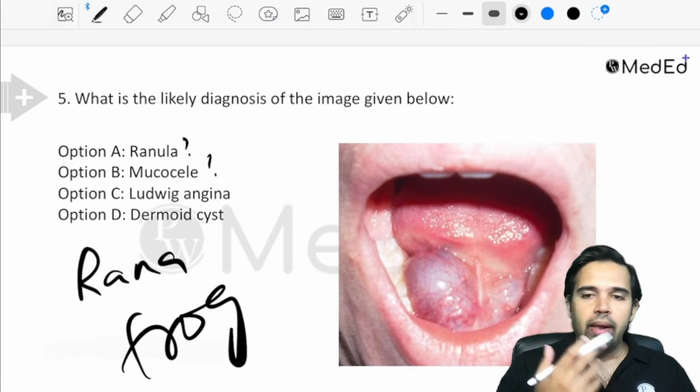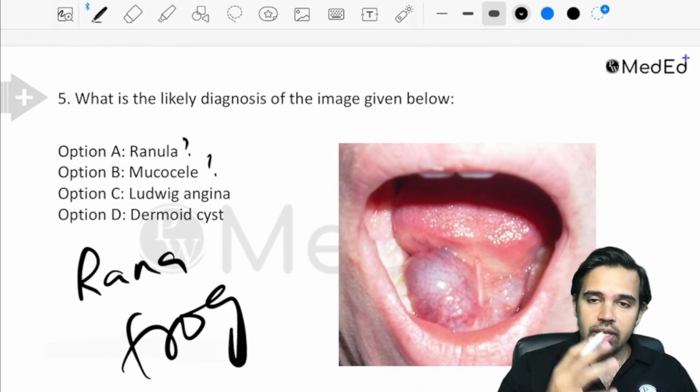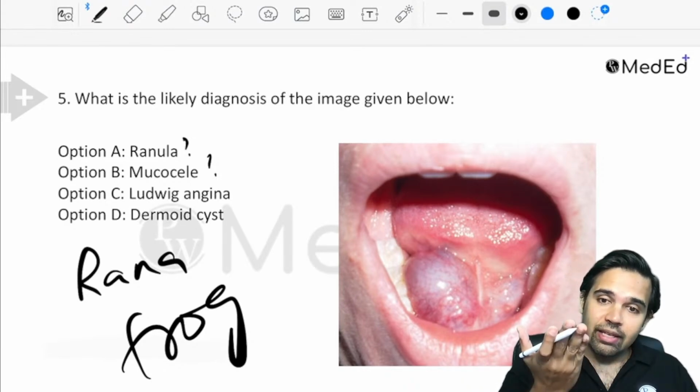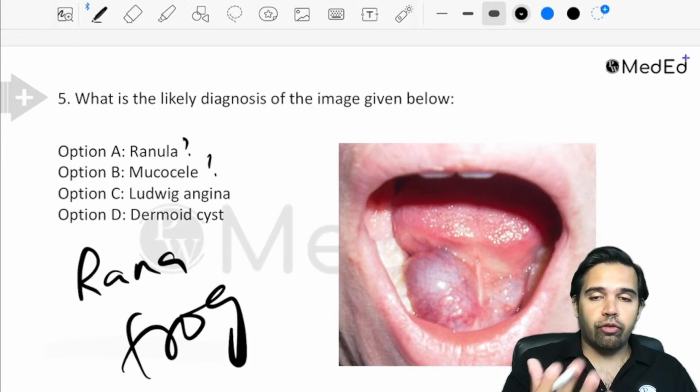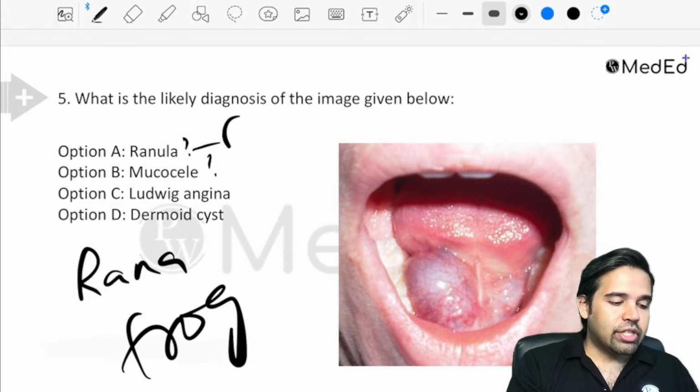And that is how the description was from the people who named it. So it is the appearance of the belly of the frog in the floor or the base of the tongue or the floor of the mouth. So ranula is a location based name that is given, which is floor of mouth.